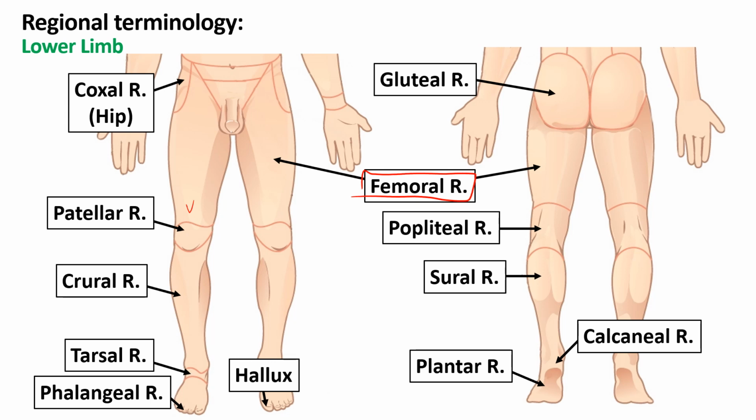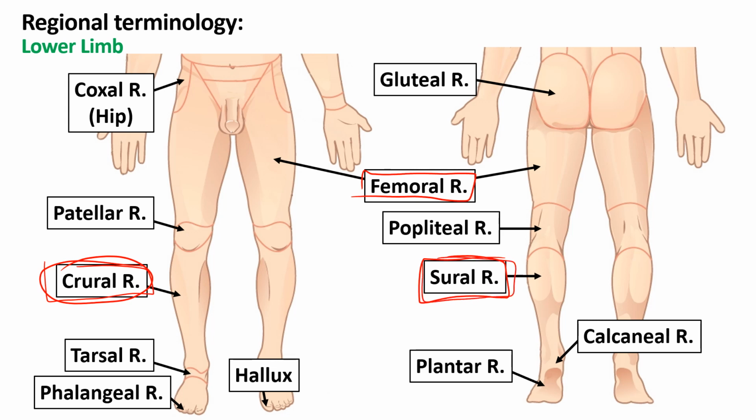This is called the thigh, and this is called the leg. So the leg, the name of the region changes anteriorly. This is known as the crural region, but in the back it's called the sural region. So crural region in front, sural region in the back.